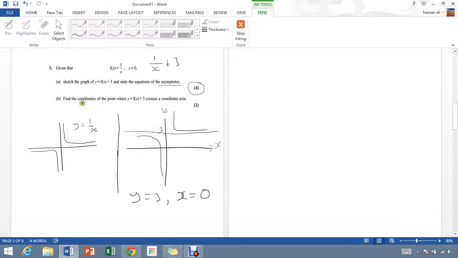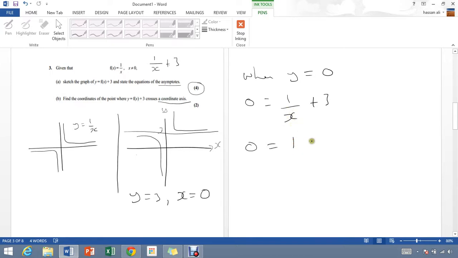Now the second part of the question is find the coordinates of the point where f of x plus 3 crosses a coordinate axis. What you have to put down is when y is equal to 0. So what you're going to have is 0 equals 1 over x plus 3. If you solve this, there's 2 ways you can do it. I would take the minus 3 to the other side or just multiply everything by x. I'll choose to multiply everything by x, so x times 0 will just give you 0.